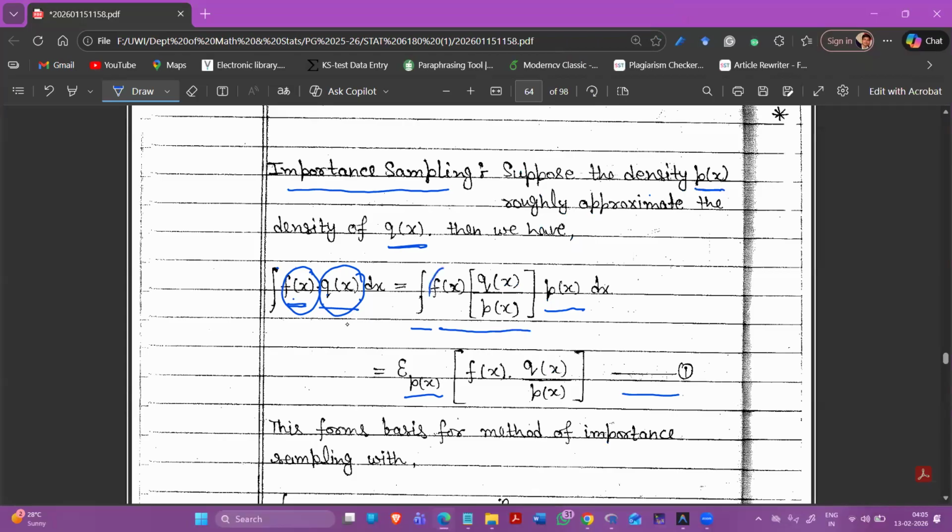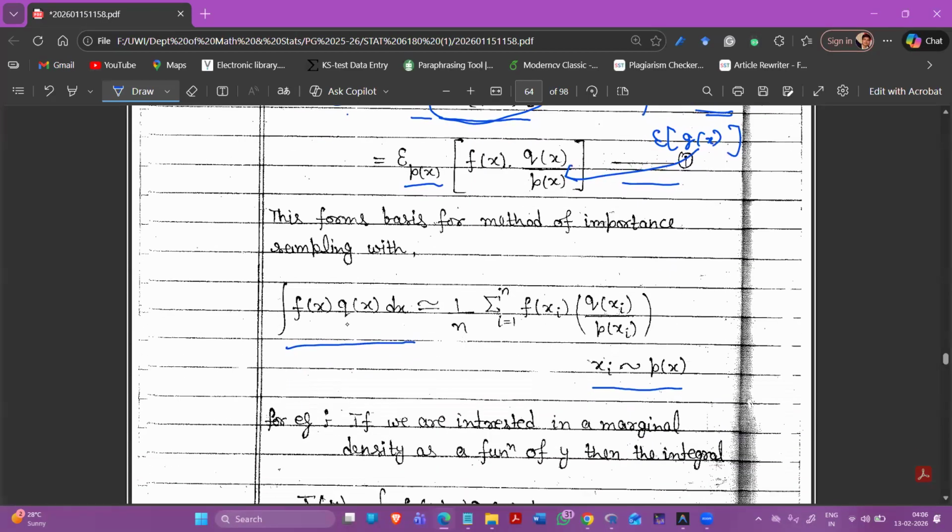So what we are doing here, we are taking this entire function as one function, say gx. So now it is basically the integral gx into px dx. Px is the density of your x. So now it will become the expectation of gx, where your gx is fx into qx divided by px, right? So the same thing we are going to do here.